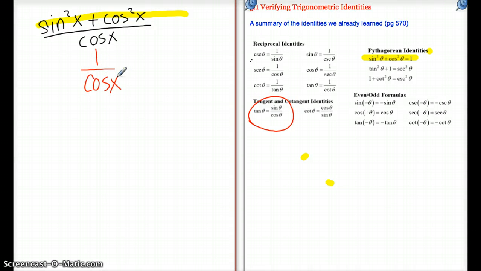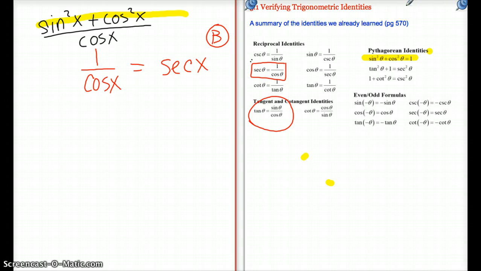Remember our end goal? Our end goal was to convert everything to secant of x while using one last identity. In this case, 1 over cosine equals secant of x. We can convert this to secant of x. So we made it from point A to point B successfully, and we have verified the second identity.